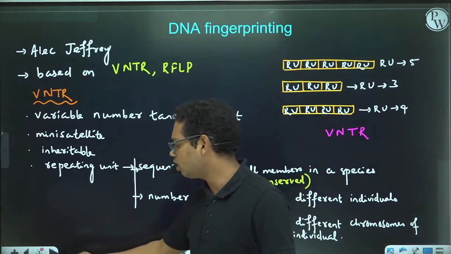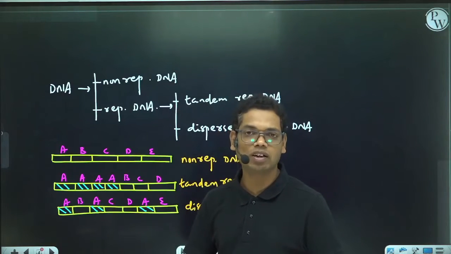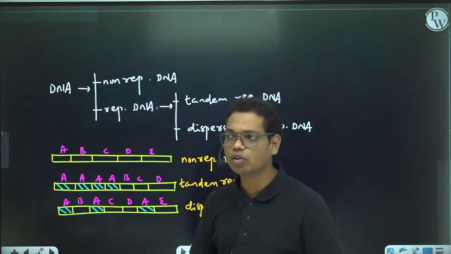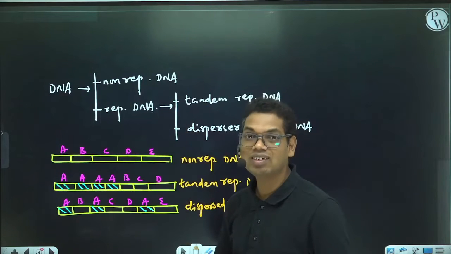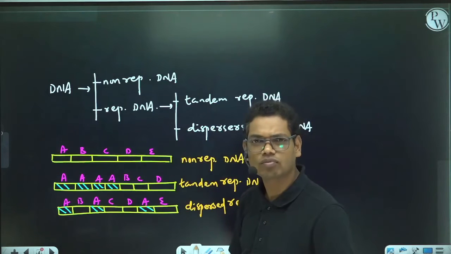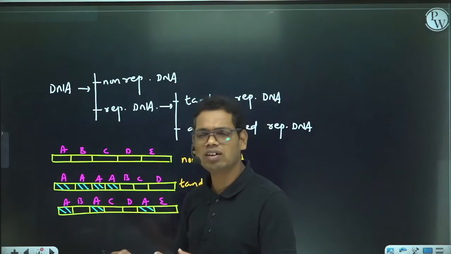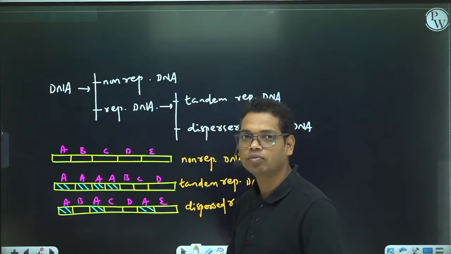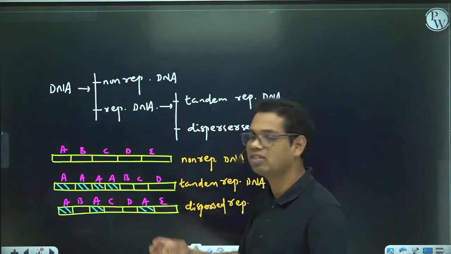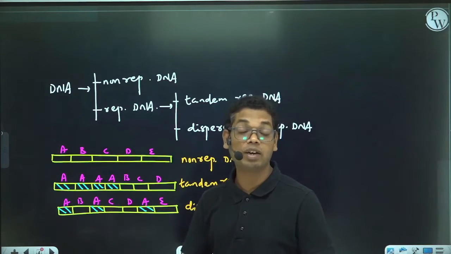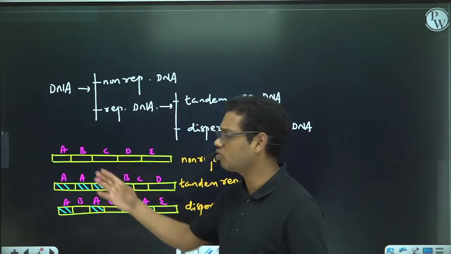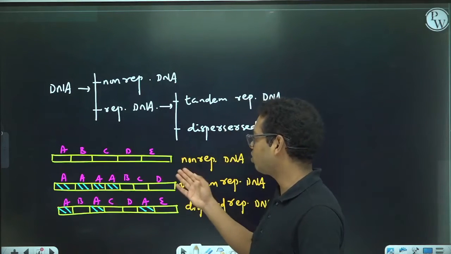Okay, so the DNA which is present in a body, or cell or chromosome can be of three different types. One is non-repetitive DNA, second is tandem repetitive DNA, and third is dispersed repetitive DNA. So what do you understand by this? Let us try to understand with the help of these diagrams. Suppose these are DNA molecules, and here A, B, C, D are some base pair sequences. In the first case you can see not a single sequence is repeated. So this type of DNA is non-repetitive DNA.